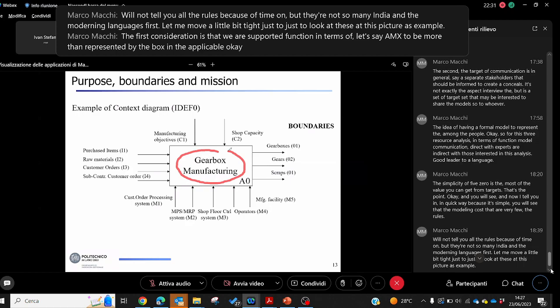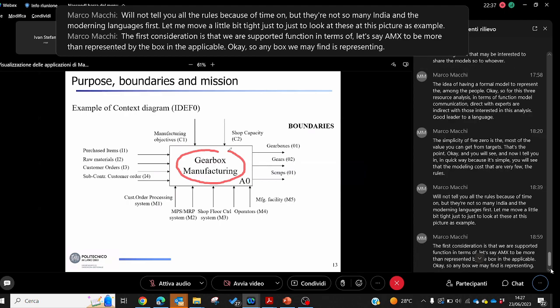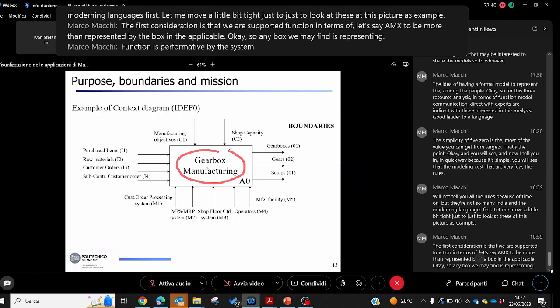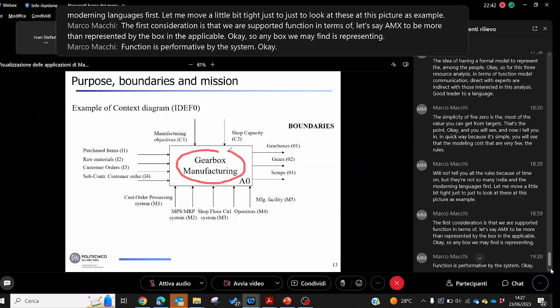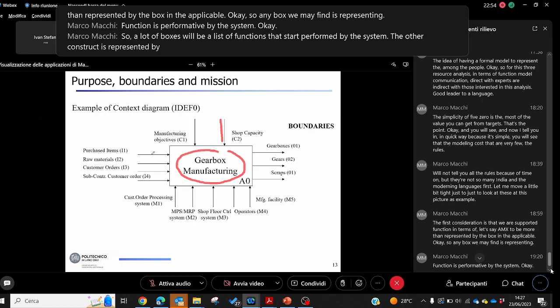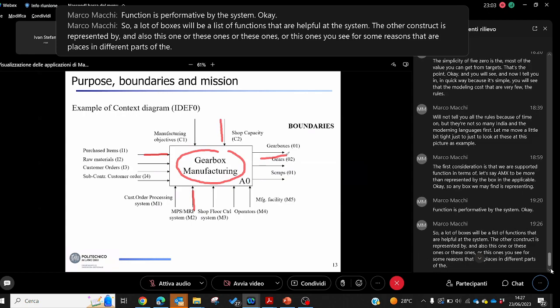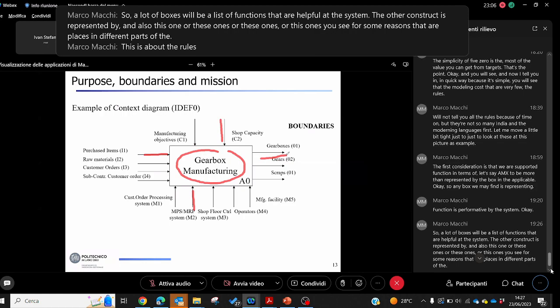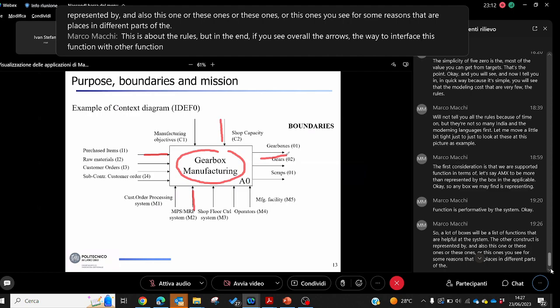So any box we find represents a function performed by the system. A lot of boxes will be a list of functions that are performed by the system. The other construct is represented by arrows, this one, or these ones. You see that they are placed in different parts of the box. This is about the rules. But in the end, overall, the arrows are a way to interface this function with other functions. It's an interface.